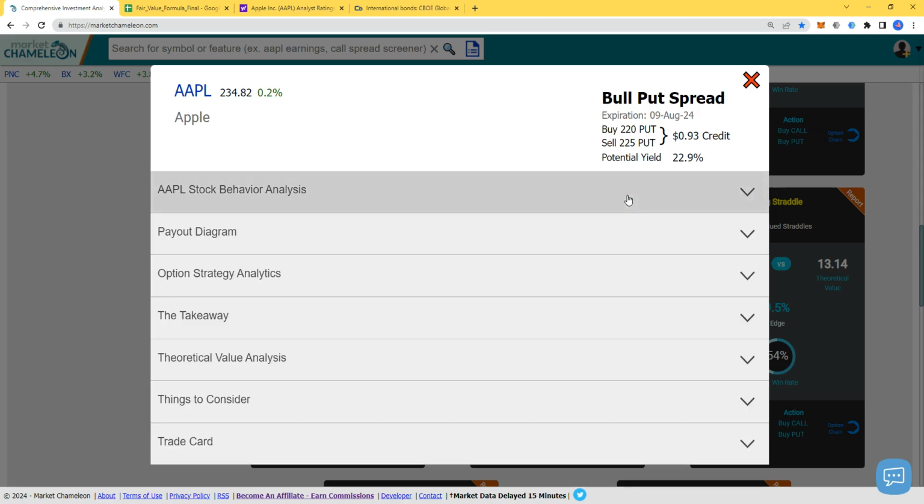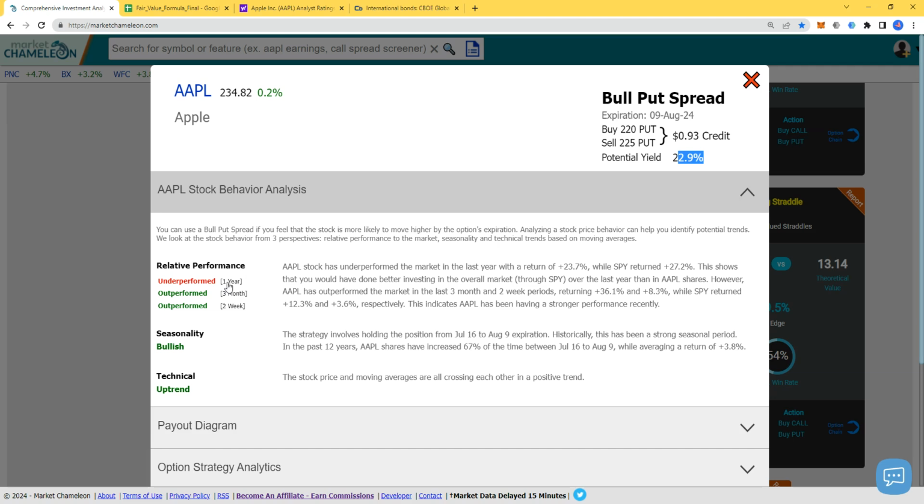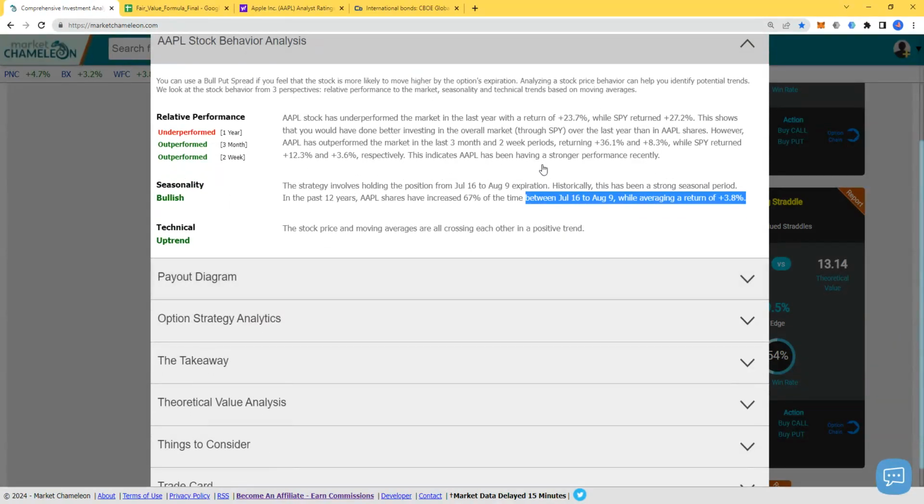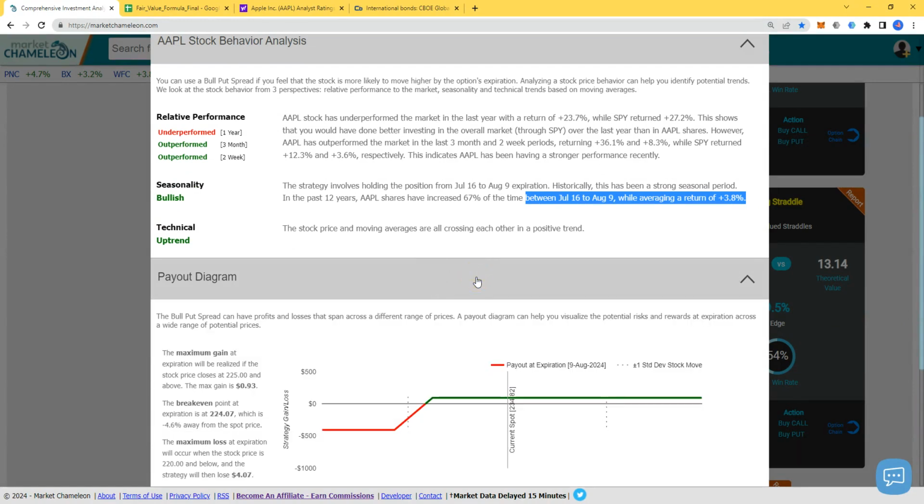Click report. See what we got. We got a yield of 22.9%, almost 23% in almost a month, which is pretty awesome. Here's Apple. It tells you that they're uptrend technical and seasonal bullish, which means that between July 16 and August 9, this is where we are now, Apple went up historically an average of plus 3.8%. So based on history in this time frame, they are going up. Of course, anything can happen, but that's just what we have to work with.